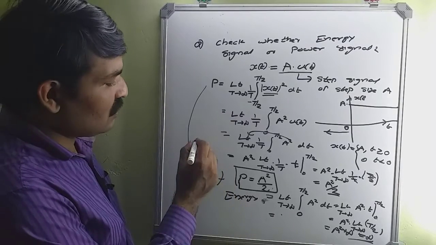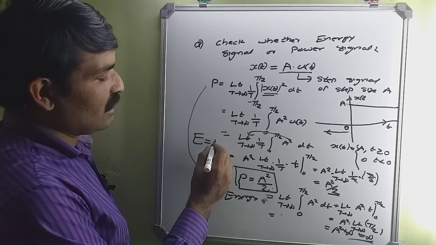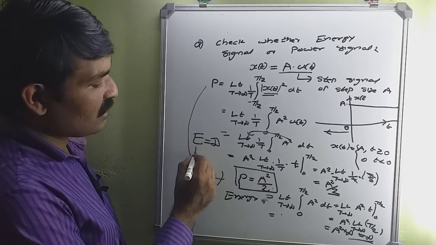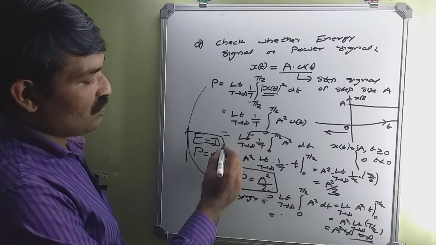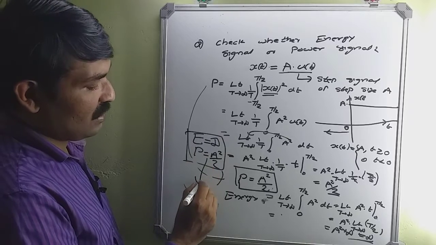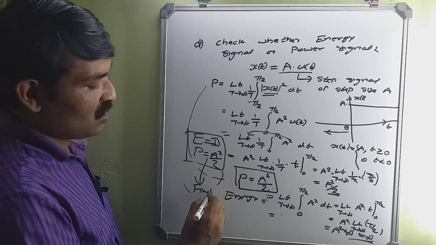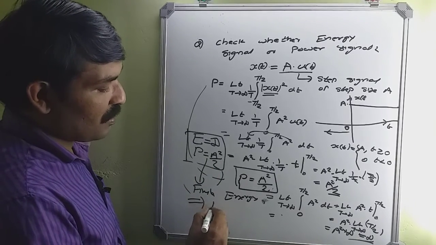So the energy of the signal is equal to infinity and power is finite, that is given as A square by 2. This is finite. So this implies a power signal.